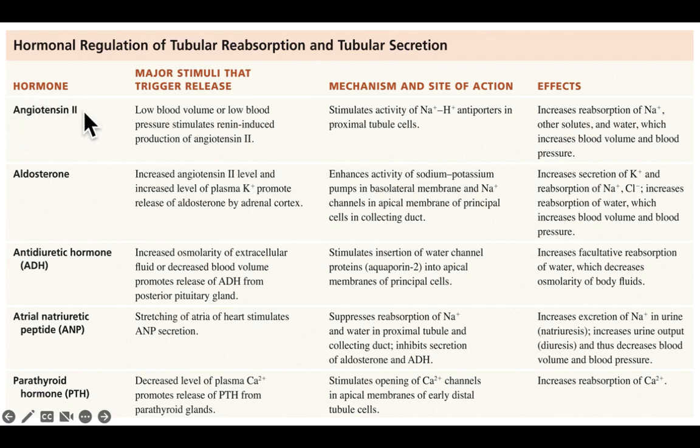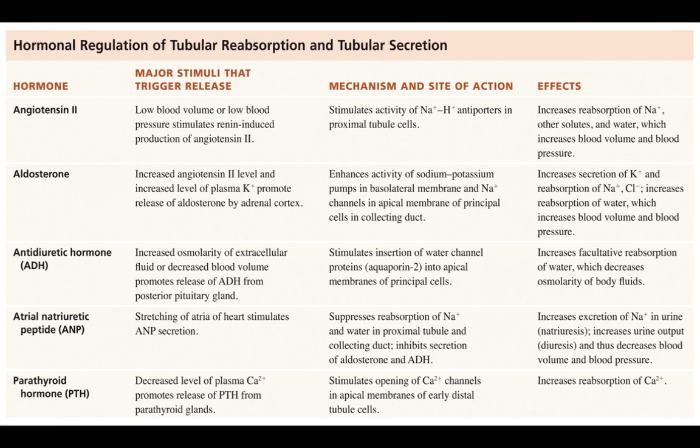Angiotensin 2 is produced when you have low blood pressure. So what does it do? Well, what it's going to help do is keep blood volume up. All right, so we're going to increase the reabsorption of sodium, so we keep more sodium in the body. We're going to keep water in the body, and that's going to help increase blood volume. It also is a vasoconstrictor, so it's going to decrease filtration.